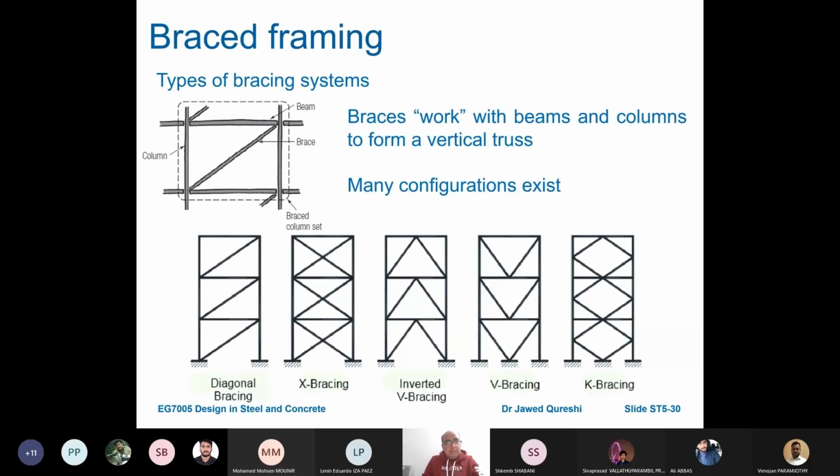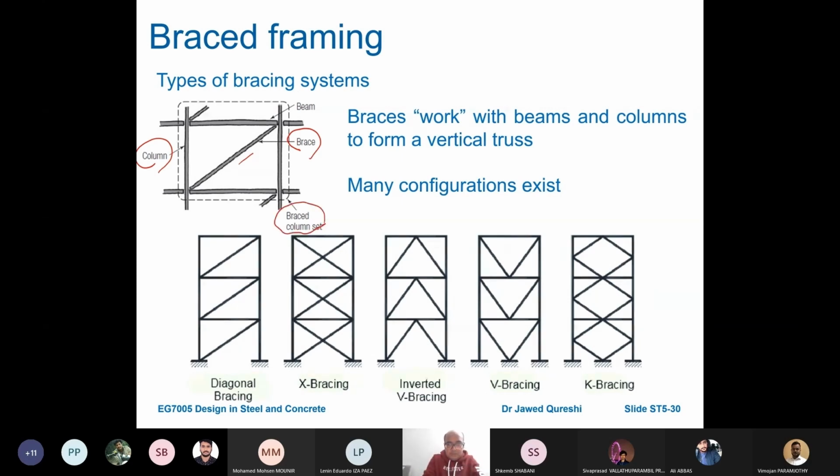Now, braced framing. Types of bracing. Braces work with beams and columns to form a kind of vertical truss. Many configurations can exist. We have a column here, we have a brace here, and then we have a beam, and we have a braced column set.